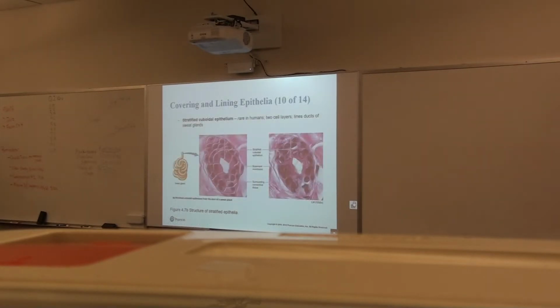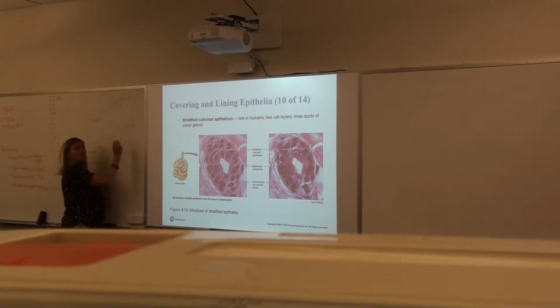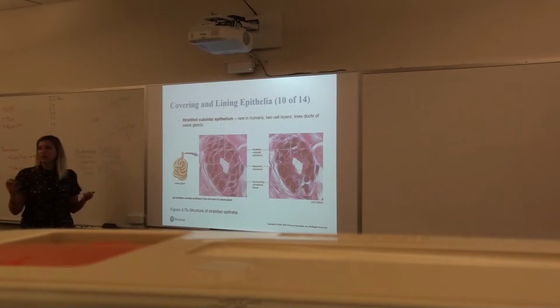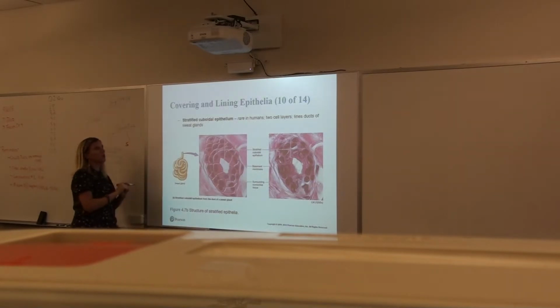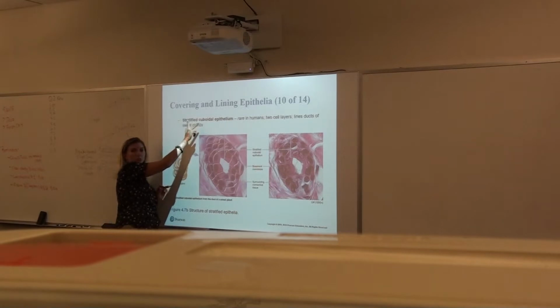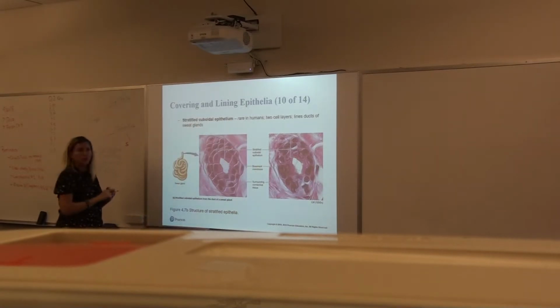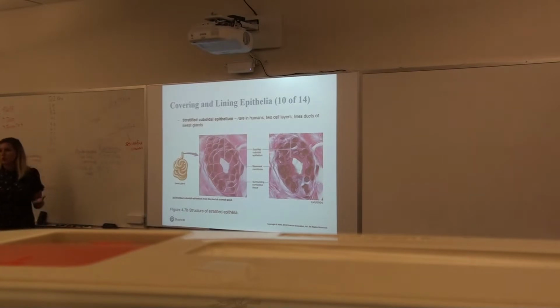There we go. So stratified cuboidal is very rare. It's not a common occurrence, and you just have to know what the word means. You don't have to know where it is because it's only in certain sweat glands. So don't even bother with it. But because you know what the terms stratified and cuboidal mean, you understand what stratified cuboidal is. I'm not going to ask you a question that says, where in the body would you find stratified cuboidal? Because it's so rare.